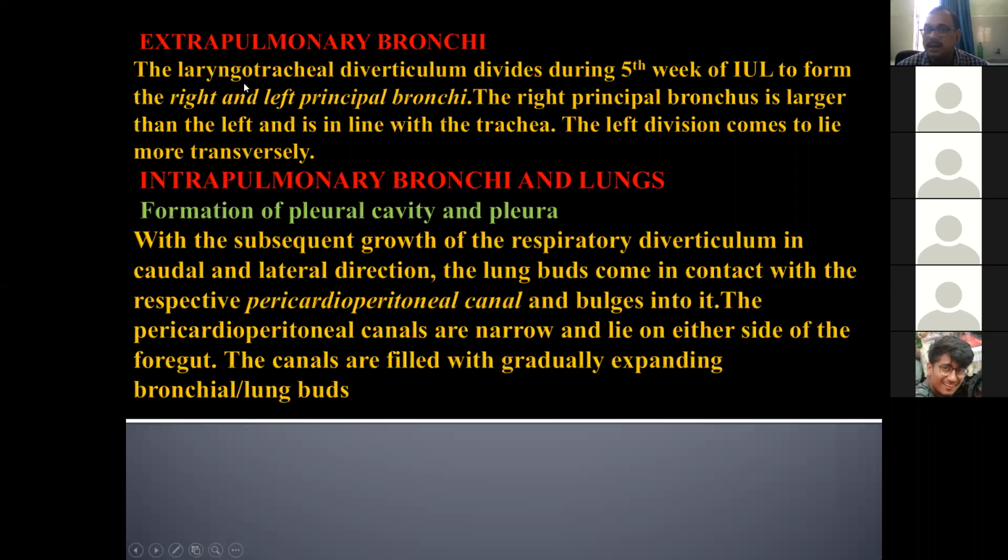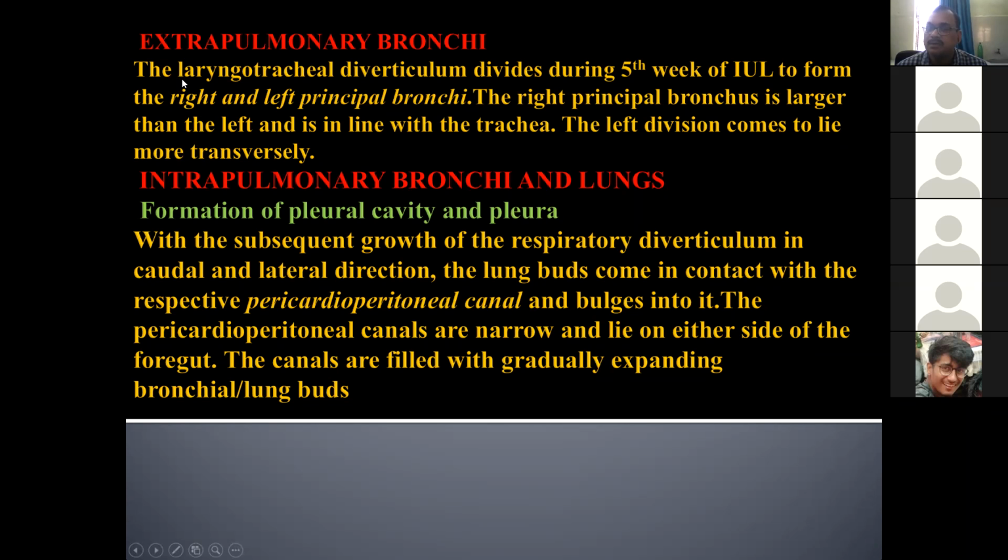Extrapulmonary bronchi. The laryngotracheal diverticulum divides during the 5th week of intrauterine life to form the right and left principal bronchi. The right principal bronchus is larger than the left and is in line with the trachea. The left division comes to lie more transverse.